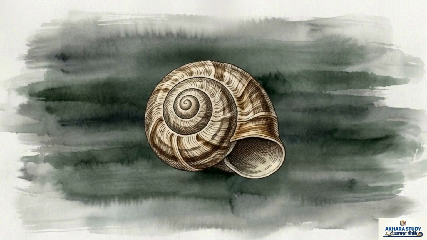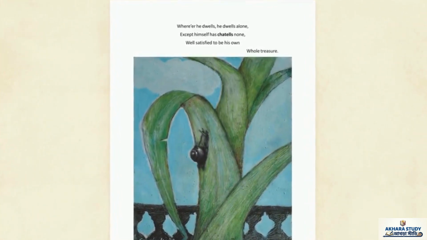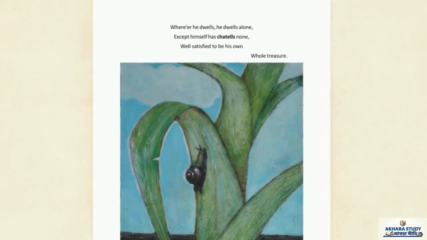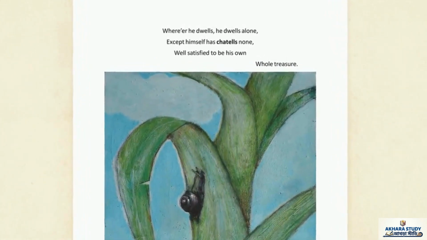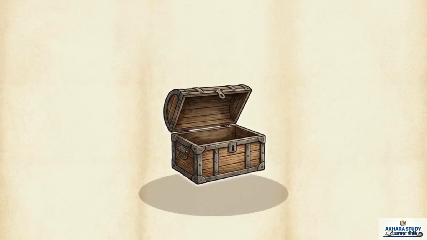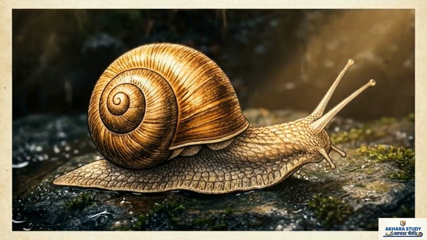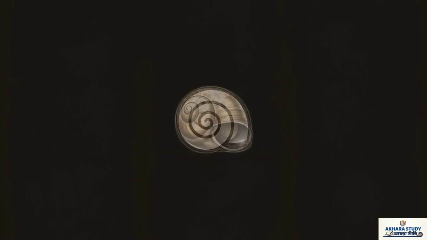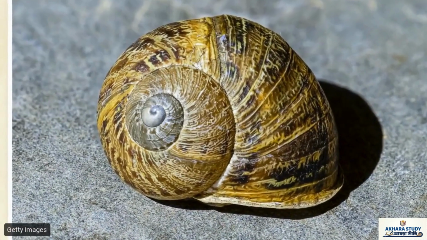In the final stanza, Cowper lays out his ultimate observation on solitude. Look at the opening lines. Where'er he dwells alone. Except himself has chattels none. Chattels means personal belongings, or shampati. The snail carries absolutely zero external possessions, and yet this lack of worldly goods doesn't make the snail poor. Because it requires nothing outside of its own being to survive, the snail is entirely well satisfied to be his own whole treasure. The snail illustrates how security and satisfaction can be entirely self-contained. By remaining independent of external belongings, it finds everything it needs within its own shell.